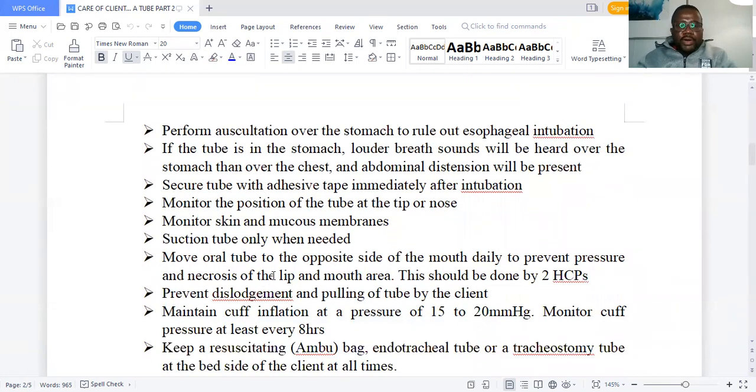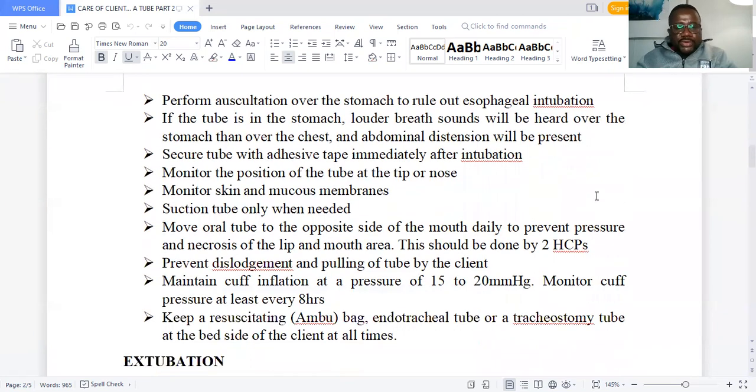So move the oral tube to the opposite side of the mouth daily to prevent pressure and necrosis of the lip. Yes, this is very important, and this should be done with 2 nurses. Prevent dislodgement and pulling of the tube by the client. Maintain cuff inflation at a pressure of 15 to 20.